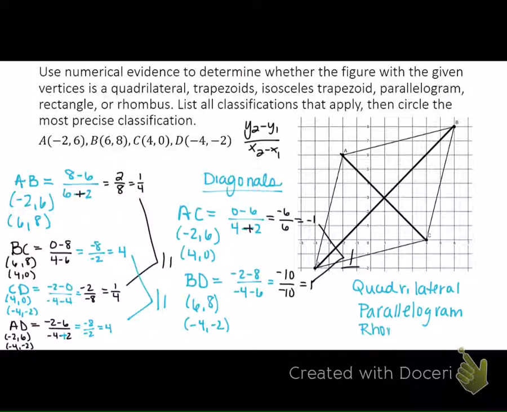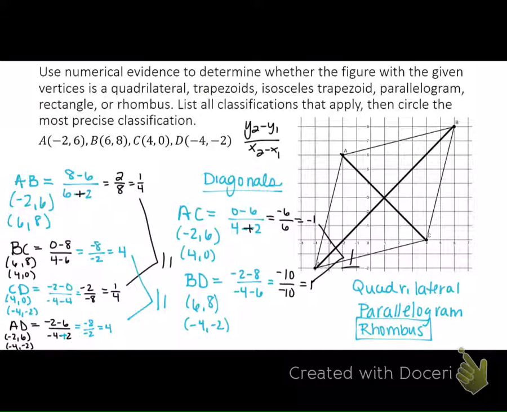It is a rhombus, and that is our most specific, so I circle that one, or box it, because I don't really do circles very often. Or cloud it. That's another way of doing it. I don't care. Just make sure you tell me that's the most specific case.